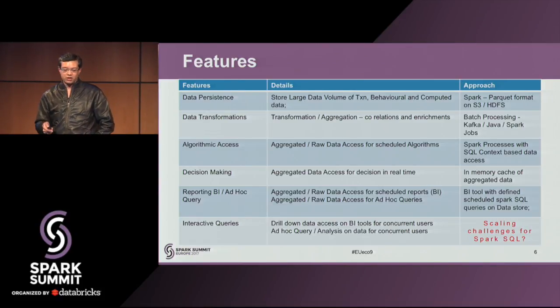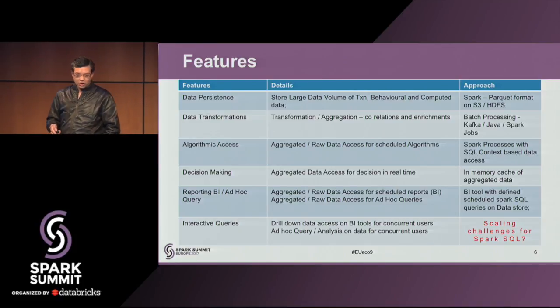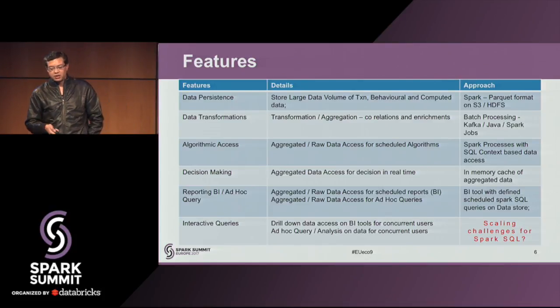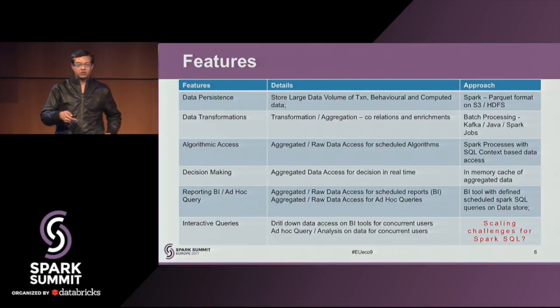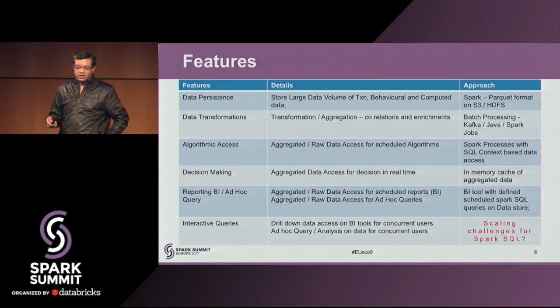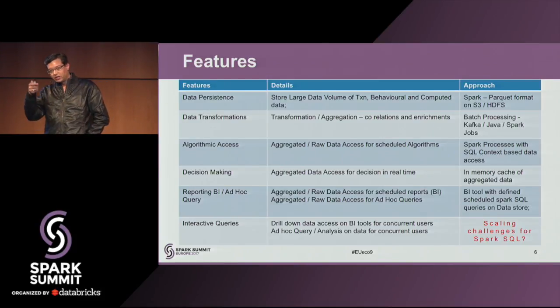So here is a quick rundown of what we used for various components. For data persistence, we were reading from Kafka, but then persisting in Parquet format over S3 and HDFS. We had Spark modules there to read it periodically. For data transformations, from the Kafka layer we had various transformation or enrichment layers. These were, again, Spark jobs running on top, reading from Kafka and then pushing to another queue.